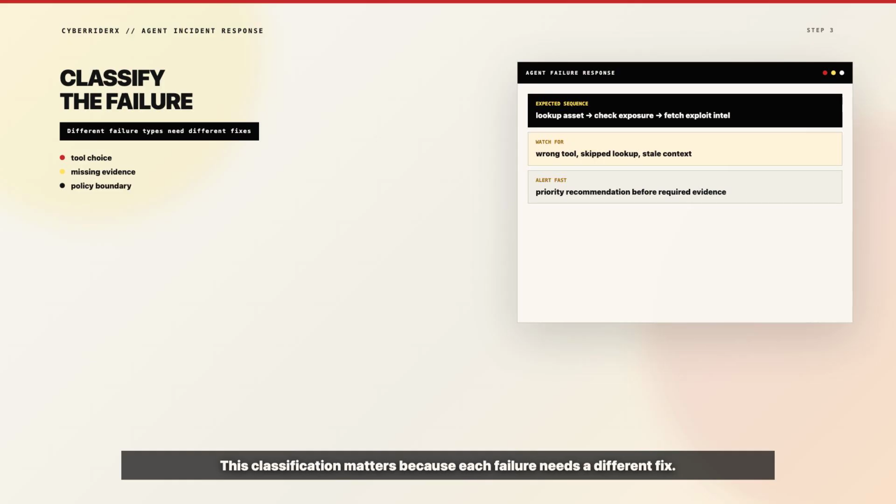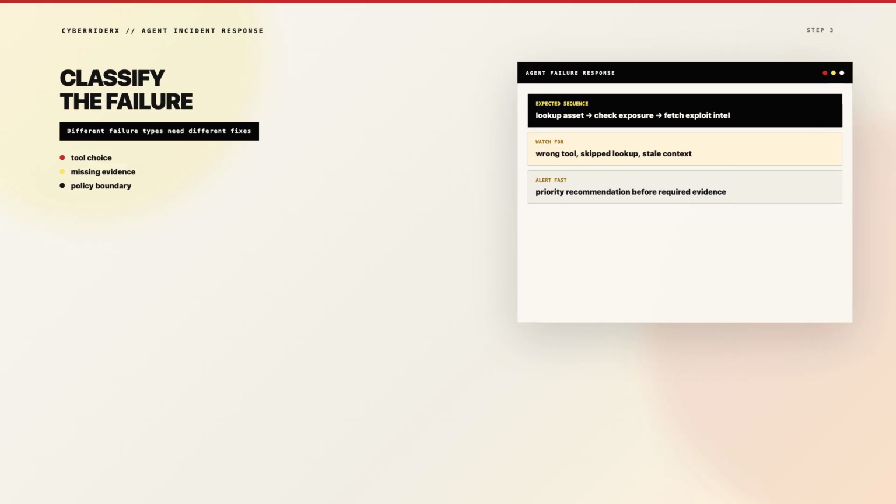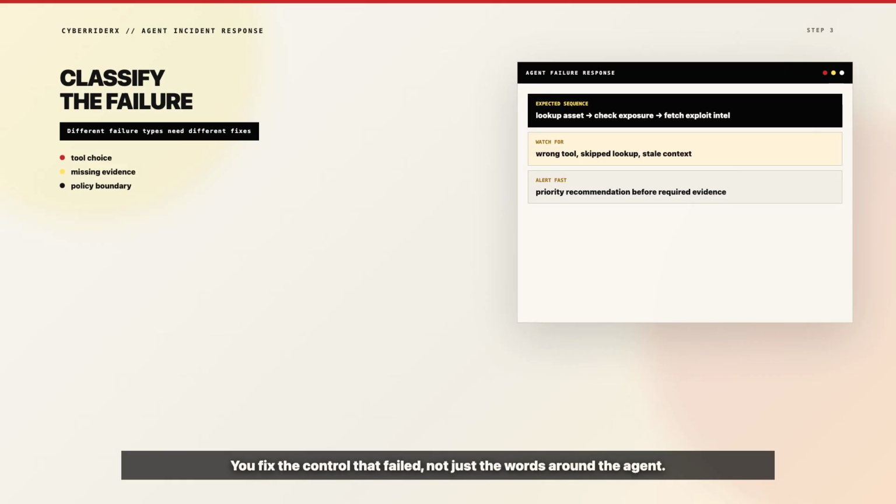This classification matters because each failure needs a different fix. If the agent skipped asset context, a better closing sentence will not solve it. If the problem is excessive authority, a cleaner prompt will not solve it. You fix the control that failed, not just the words around the agent.